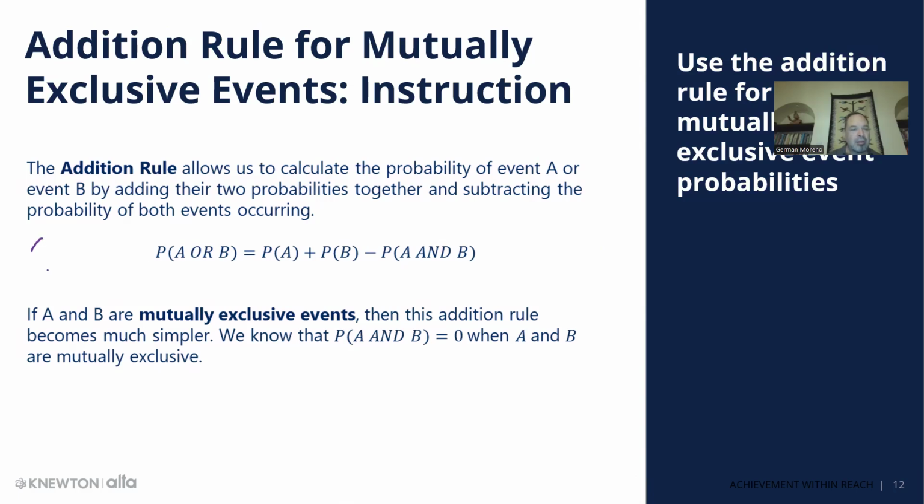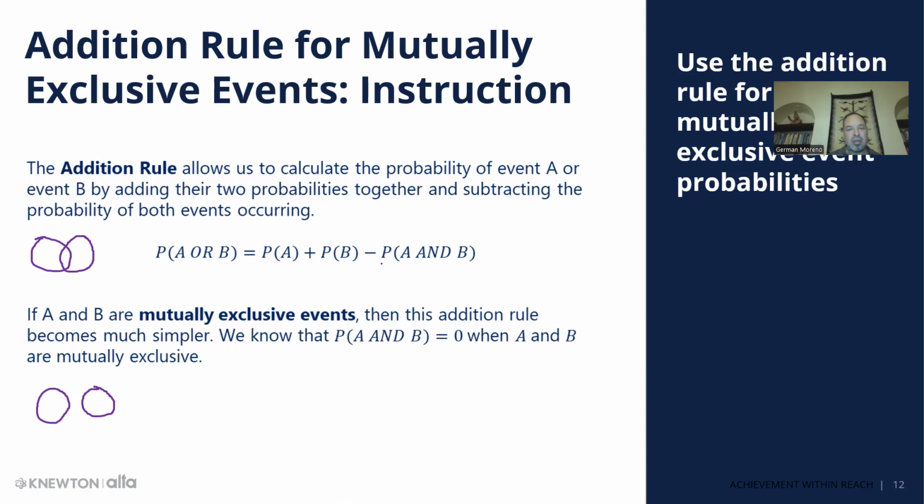And that is when you have, well, it works for events that have an intersection, but it also works for events that are mutually exclusive. So let me read. The addition rule allows us to calculate the probability of event A or B by adding their probabilities together and subtracting the probability of both events occurring.